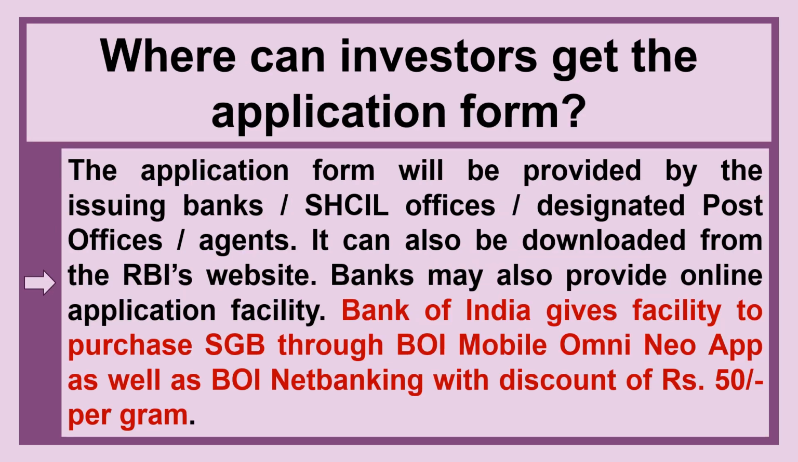Where can investors get the application form? The application form will be provided by the issuing banks or SHCIL offices or designated post offices or agents. It can also be downloaded from the RBI's websites. Banks may also provide an online application facility. Bank of India gives a facility to purchase sovereign gold bond through the Bank of India mobile OmniNeo app as well as Bank of India net banking with a discount of rupees 50 per gram.